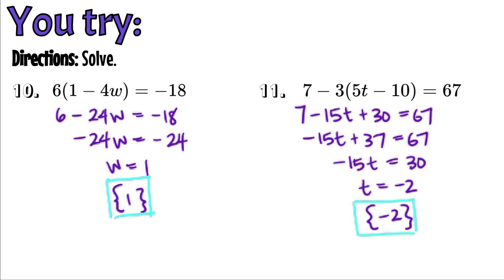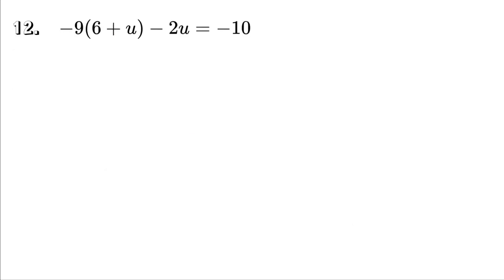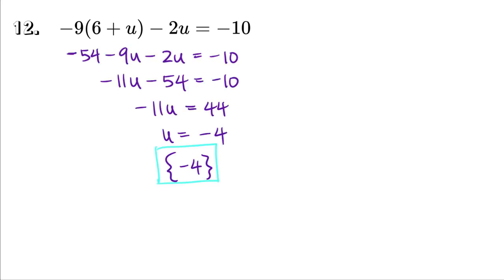Hopefully you paused the video and you were able to distribute and combine like terms and then solve for w, which equals 1 in number 10, and for t, which equals -2 in number 11. Let's try number 12 on your own. Pause the video and try number 12. All right, hopefully you paused the video and found that u equals -4.